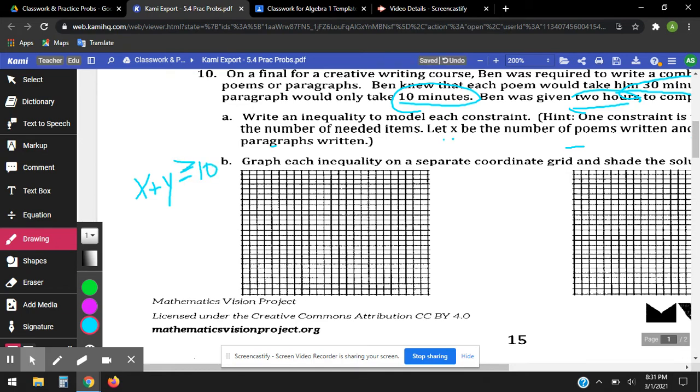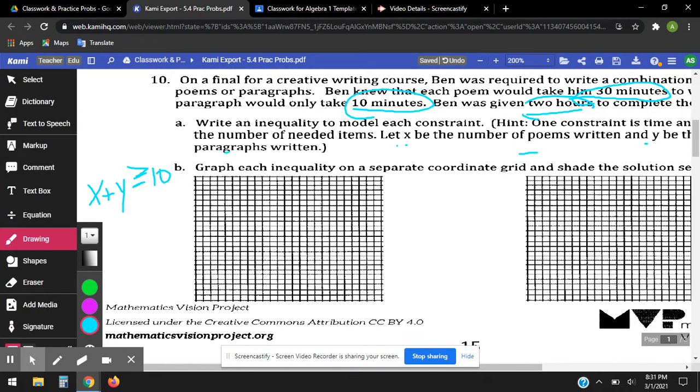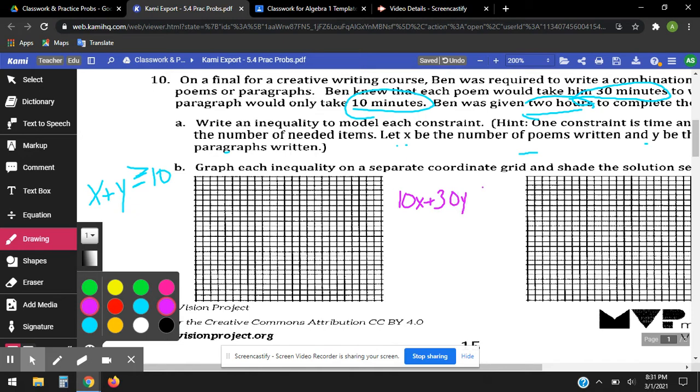So that's my first inequality. My second one is the one that involves the time. So 30 minutes for a poem, that was X, plus 10 minutes for a paragraph, that was Y, and he is given 2 hours, so it has to be done in less than or equal to 2 hours, which is 120 minutes. Make sure our labels all match. So let me rewrite this so it's easier to read, in a different color. So 10x plus 30y has to be less than or equal to 120 minutes.